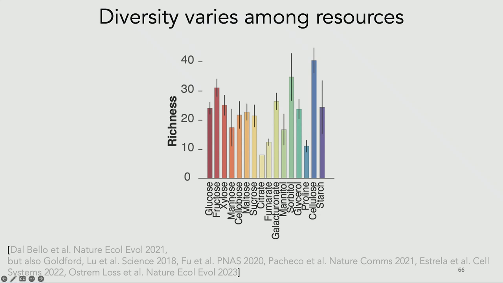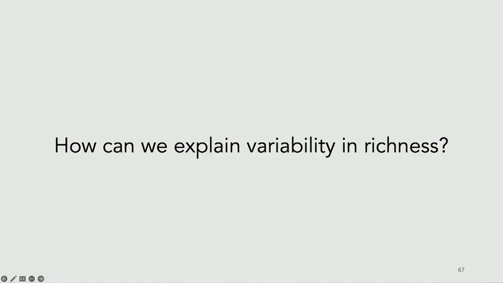You still see kind of surprising things, for example, the disaccharides. You might say, oh, you can actually maybe import them, and you might expect more species, but it's not the case. And this is true. This is not just this experiment, but other experiments. But yeah, so the problem is, how do you try to understand this variability in diversity? Yes, so this is the question, sorry.